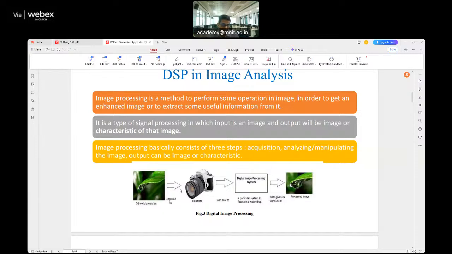The 3D world is captured by a camera and sent to a particular system, for example to focus on a water drop, and then it gives an output as a processed image. So it consists of acquisition, analyzing, and manipulating the image. This is in the same way as our earlier one: analyzing, modifying, and synthesizing. Here it is acquisition, analyzing, and manipulating.